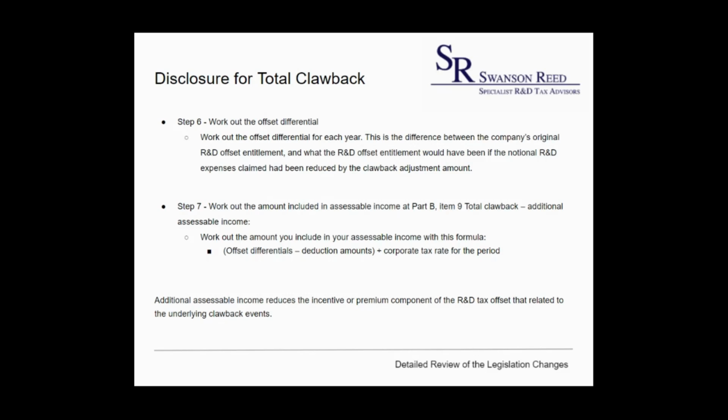Work out the amount you include in your assessable income applying this formula. Offset differentials minus deduction amounts divided by the company's corporate tax rate for the period. The total clawback additional assessable income amount is also disclosed within the company tax return in the other assessable income section. The effect of this additional assessable income is then to reduce the incentive or premium component of the R&D tax offset that relates to the underlying clawback events so as to reduce the company's permanent benefit from the R&D tax incentive for clawback amounts.